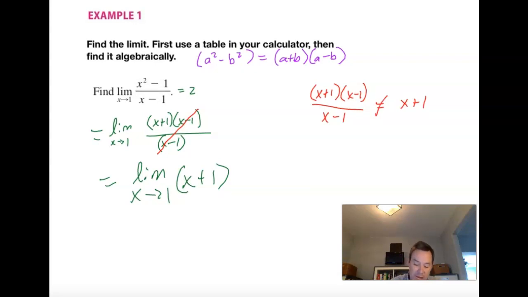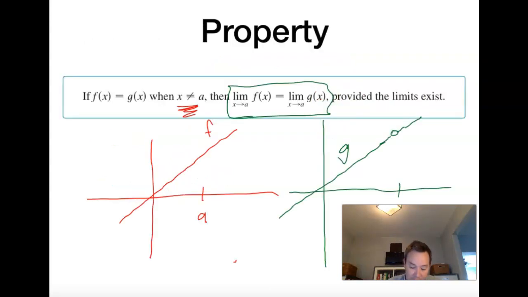And the reason being, in this one, x equals 1 is fine. That's in the domain. In this one, x cannot equal 1 because it would make the denominator 0, right? So those functions are equal everywhere except at x equals a, which means their limits will be the same.